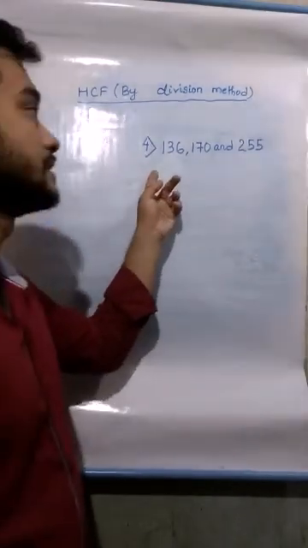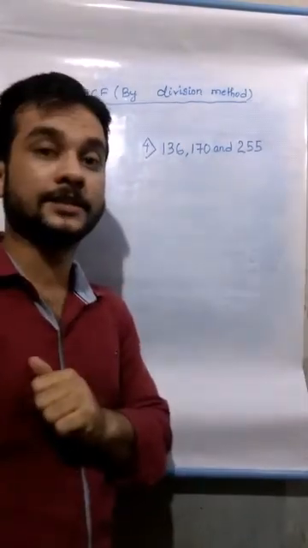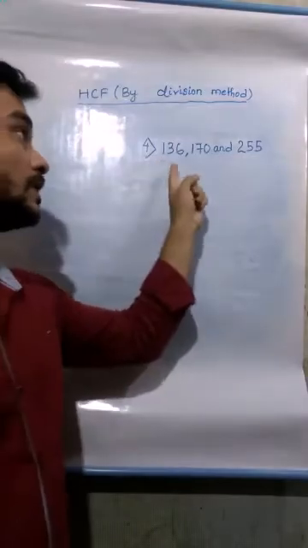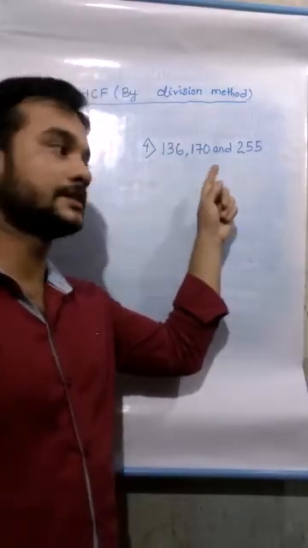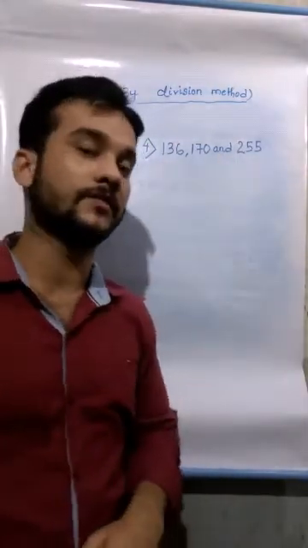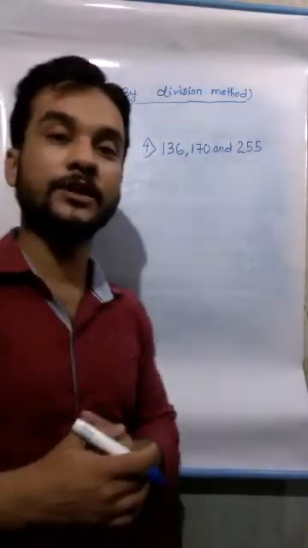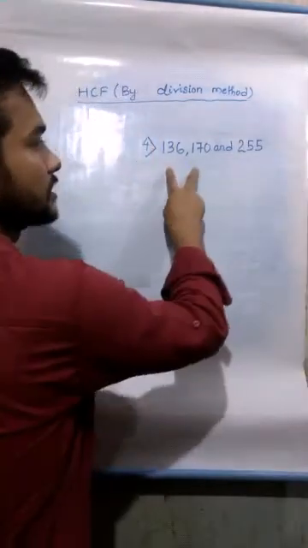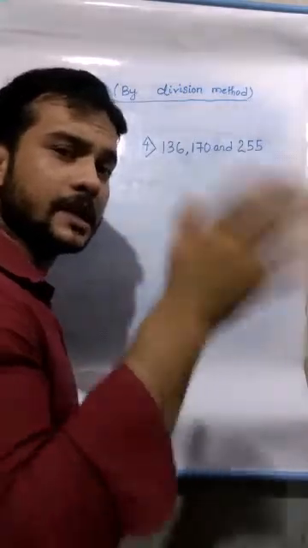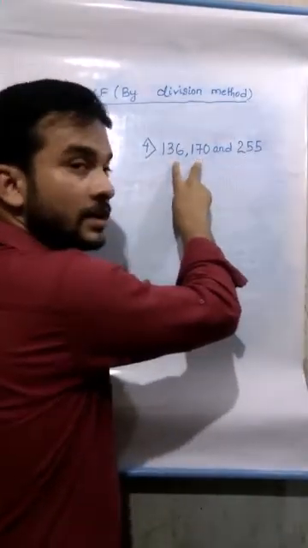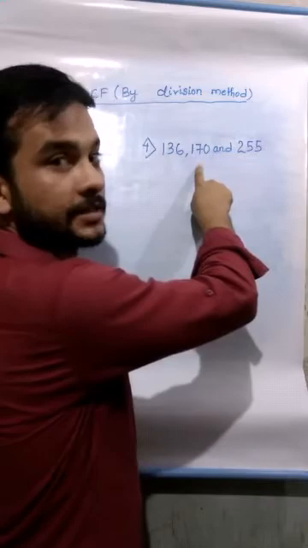Now here you can see you have to find the HCF of 3 numbers, 136, 170 and 255. So what will we do in this case? First let us take any 2 numbers. You can take any 2 numbers. Let us take the first 2 numbers and find the HCF.